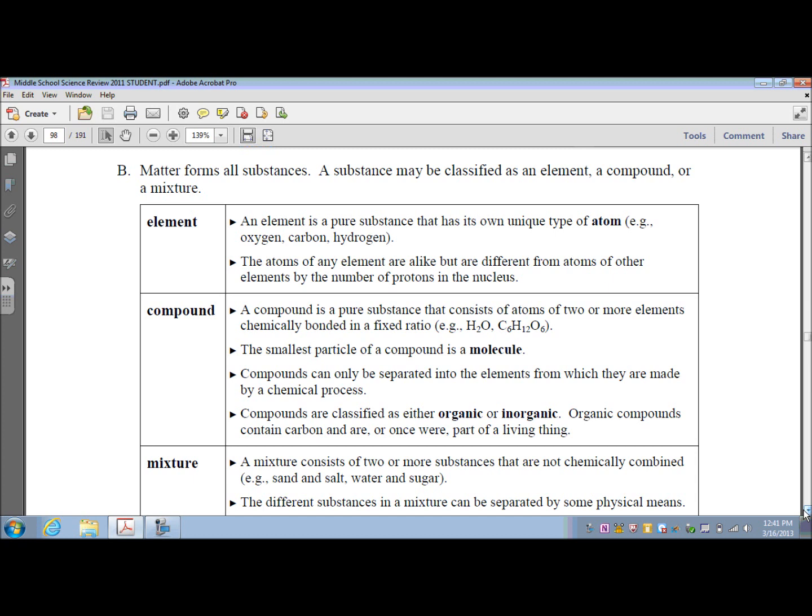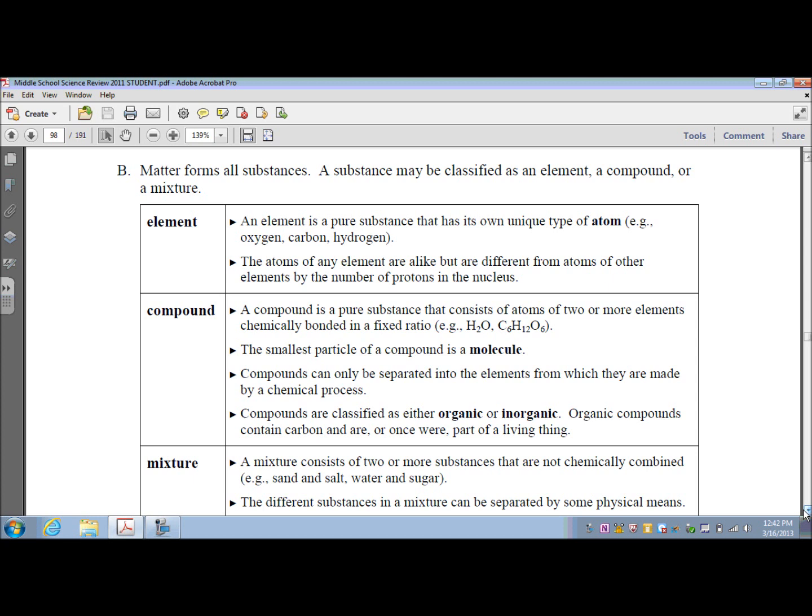Section B. Matter forms all substances. A substance may be classified as an element, a compound, or a mixture. An element is a pure substance that has its own unique type of atom, for example, an oxygen, carbon, or hydrogen atom. The atoms of any element are alike, but are different from atoms of other elements by the number of protons in the nucleus.